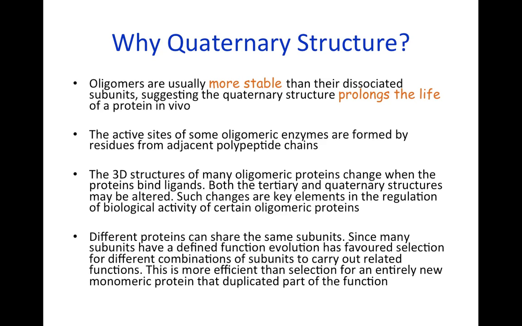Different proteins can share the same subunits. Since many subunits have a defined function, evolution has favored selection for different combinations of subunits to carry out related functions. This is more efficient than selection for an entirely new monomeric protein that duplicated part of the function. And last but not least, another very useful role of quaternary structure will be a phenomenon called substrate channeling. So please do a little reading and see what substrate channeling is all about.